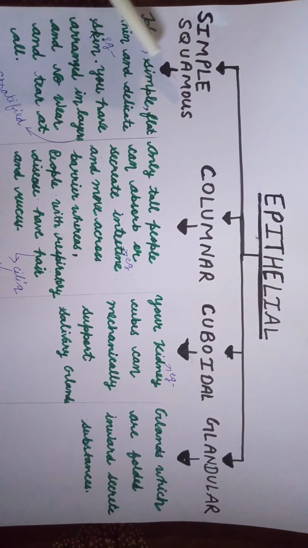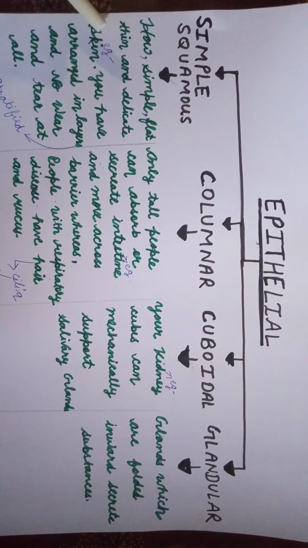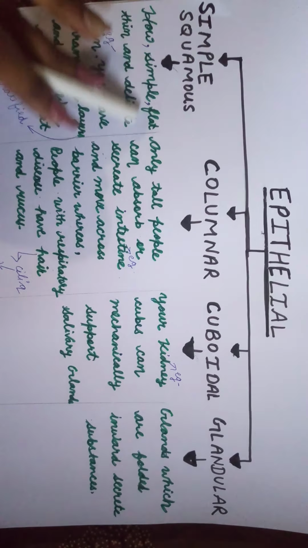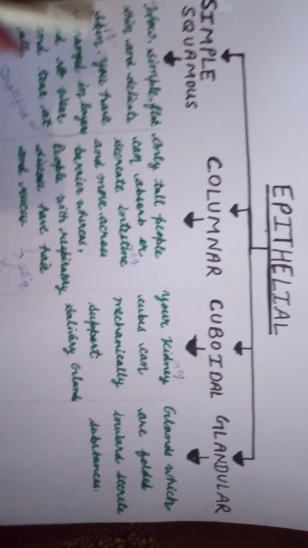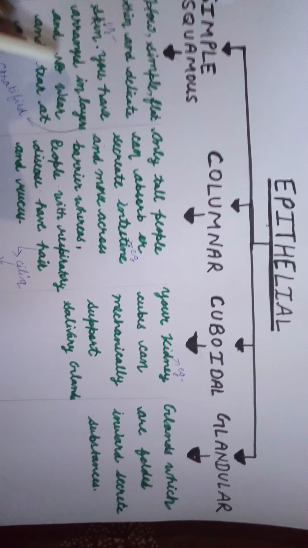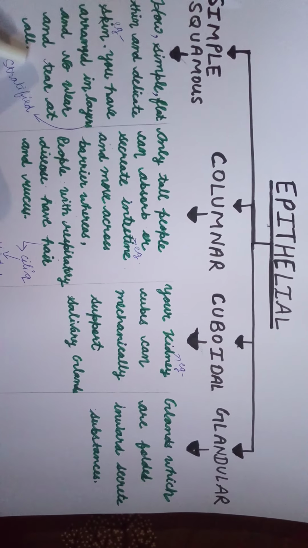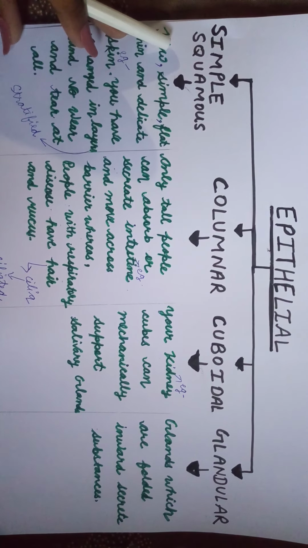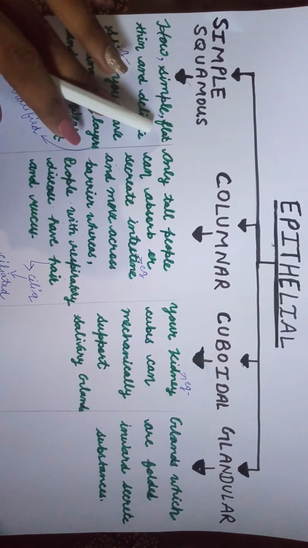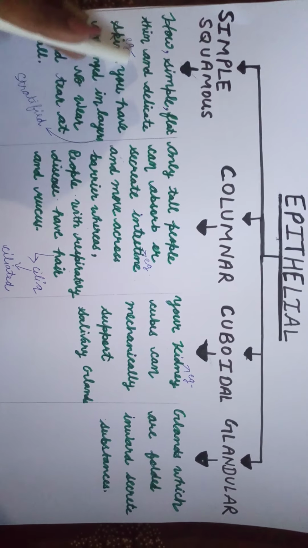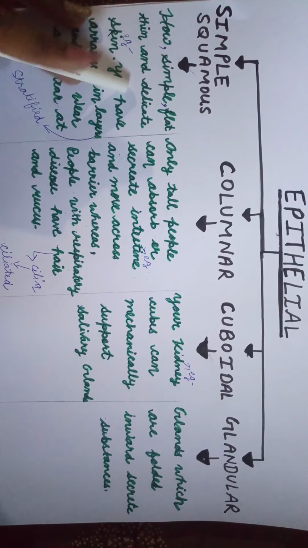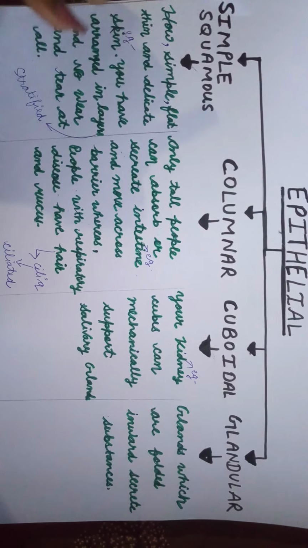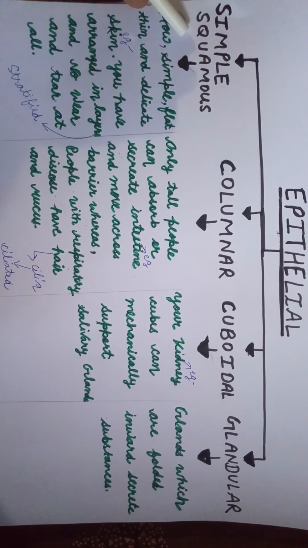The simple mnemonic, or trick, to learn the basic characteristics of simple squamous is: how simple, flat, thin and delicate skin you have, arranged in layers, and no wear and tear at all. Simple squamous epithelial tissue cells are flat in nature and have a thin cell wall and delicate skin. Simple, flat, thin and delicate cells are present in simple squamous epithelial tissue.